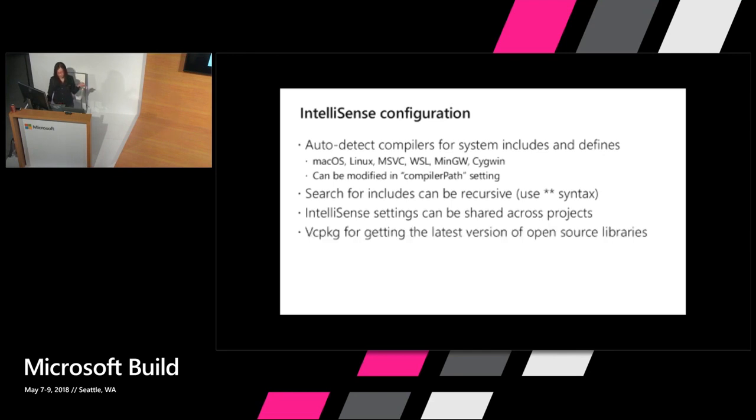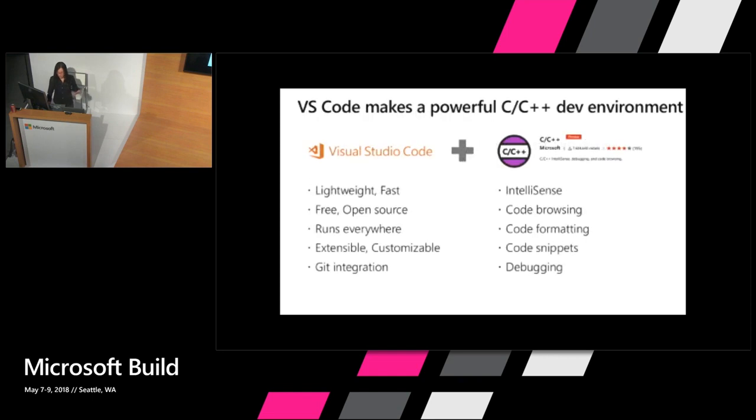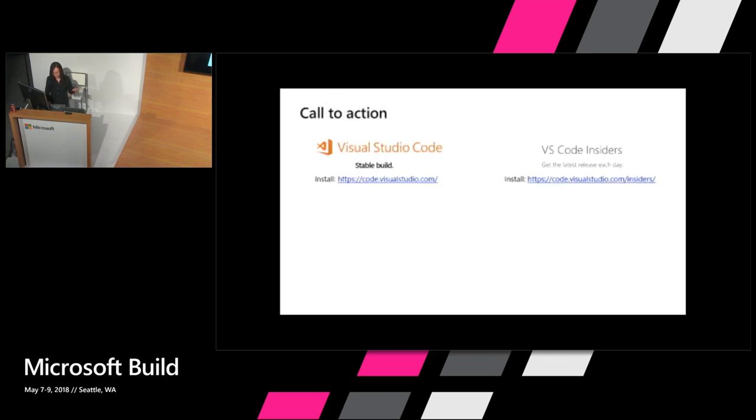vcpkg, as I mentioned earlier, for getting the latest version of open source libraries, and we do have integration into Visual Studio Code. We auto detect. Just to recap, Visual Studio Code makes a very powerful environment for C and C++ development. All the things I mentioned earlier, all these features you get out of the box. And if you haven't already, I strongly encourage you to try it out. Get either the stable version of VS Code or the Insiders version with the cutting edge daily build. On top of that, get our C++ extension that gives you the full C++ experience in Visual Studio Code.